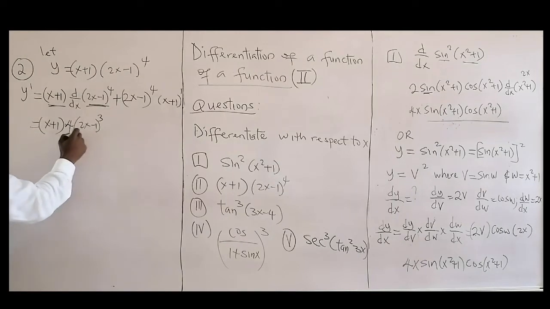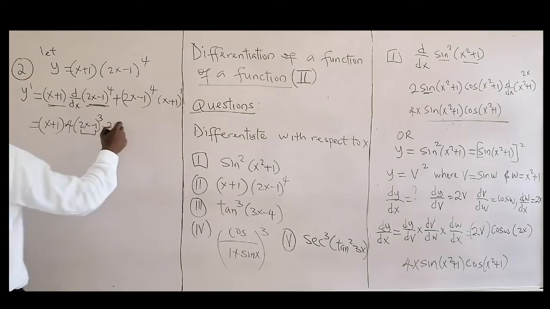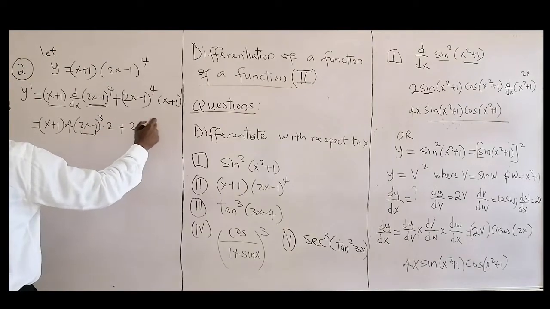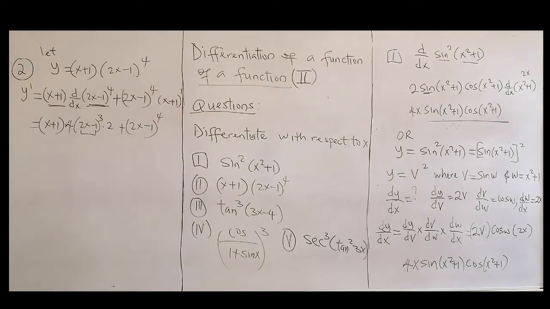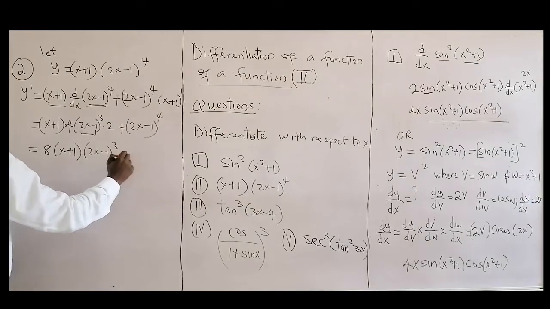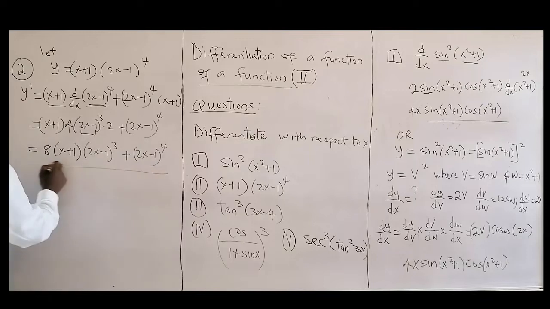then times the derivative of the base, times 2. Then plus (2x minus 1) to power 4. The derivative of x plus 1 is 1. So finally 4 times 2, that's 8, (x plus 1)(2x minus 1) to power 3, then plus (2x minus 1) to power 4. So that is that on that question.